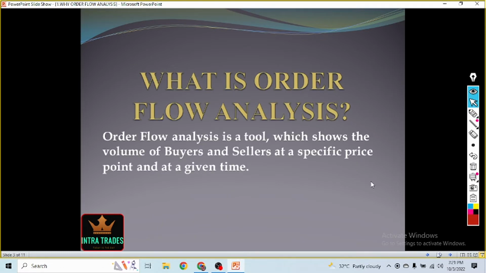Now here you can see a short definition of order flow analysis. Order flow analysis is a tool. Remember, order flow analysis is a tool. It is not an indicator. Order flow analysis is a tool which shows the volume of buyers and sellers. It will show you the buying and selling volume at specific price points, which I explained in the previous slide.